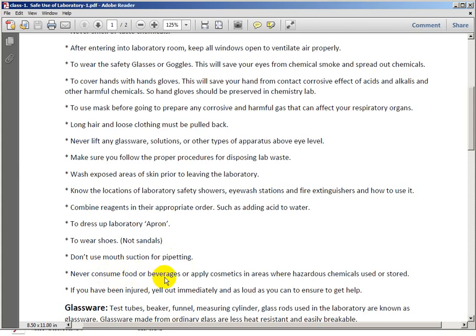Never consume food or beverages or apply cosmetics in areas where hazardous chemicals are used. Never consume any food or beverages like soft drinks. If you are injured, yell out immediately and as loud as you can to get help. If you touch a flame or broken glass, or cut your hand, you can shout so that anyone can help you.